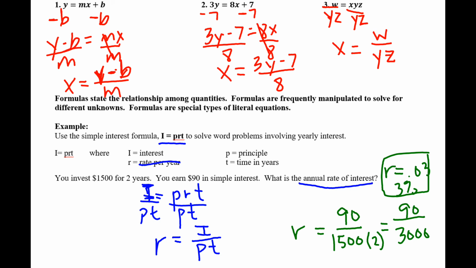That's how I'd like you to do the 5 problems on the back. First, solve the literal equation, and then from that information, plug in what you're given, and then solve for the actual value. All right.